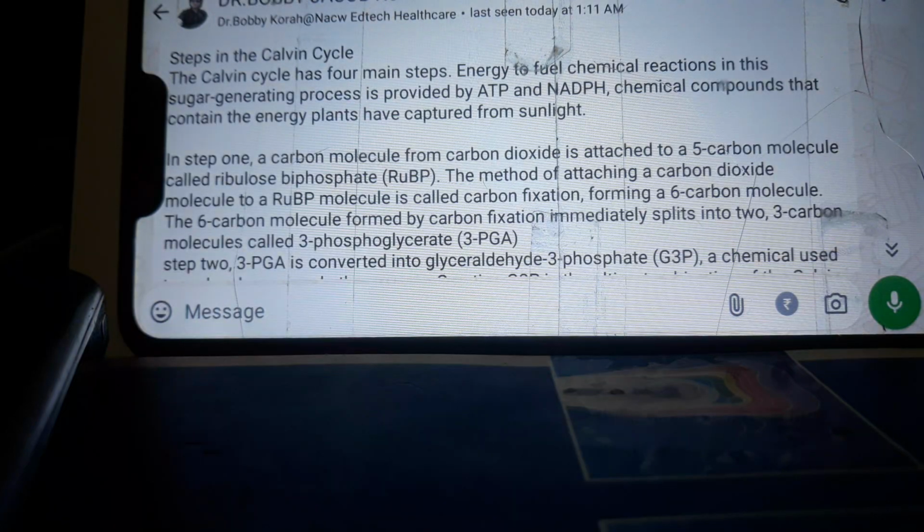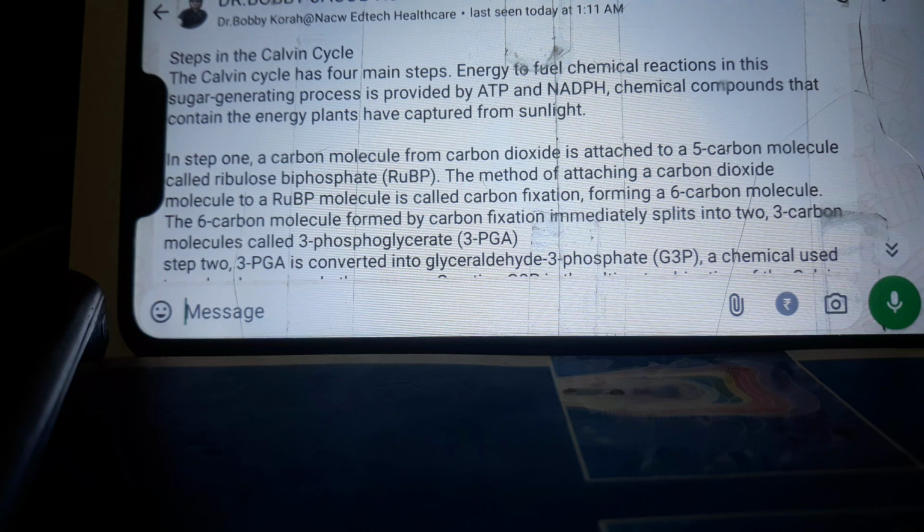And now for the steps in the Calvin cycle. The Calvin cycle has four main steps. Energy to fuel chemical reactions in the sugar-generating process is provided by ATP and NADPH.